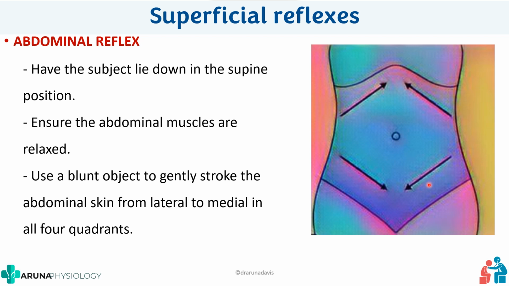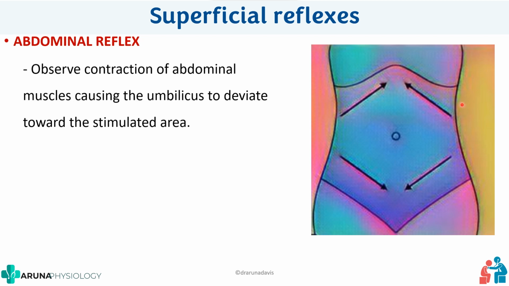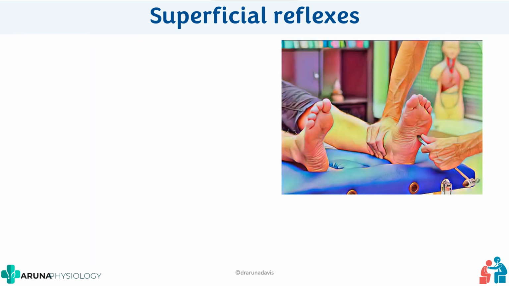Based on where the lesion is, you can have weakness on any part of the abdominal muscles, in which case the umbilicus will not be central. Here again, we are looking for the contraction of the abdominal muscles causing the umbilicus to deviate towards the stimulated area. So that is how we do the abdominal reflex. The main thing to remember is the direction in which we have to stroke in all four directions, from lateral to medial. Clear? Now we have the very important test, which is the plantar reflex.